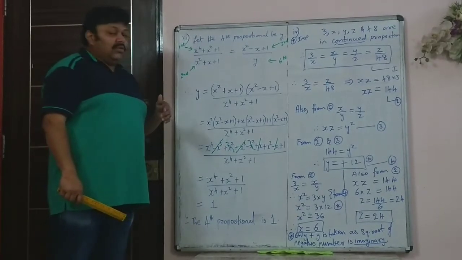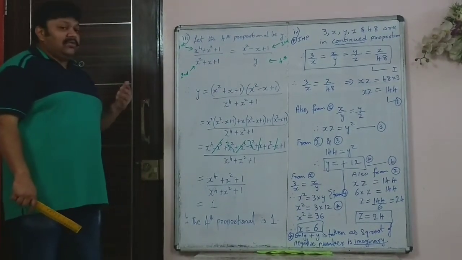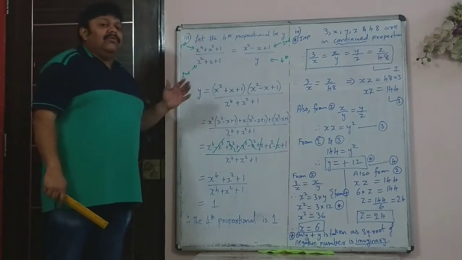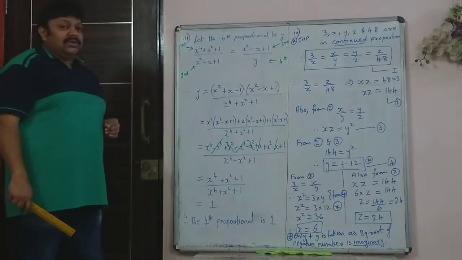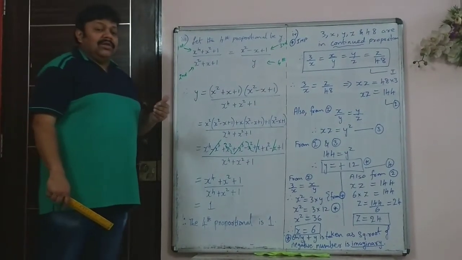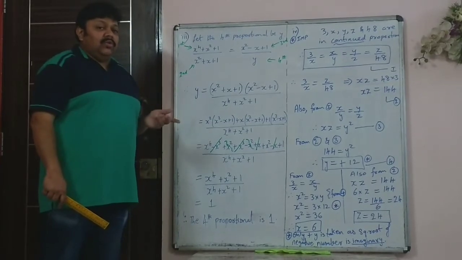Now I'll do the 8th, 4th part. I'll do one more sum that is based on proportion, where we are using the K method. That is the next sum, question 9. And the remaining sums of proportion and continued proportion, we will do in the Zoom class.